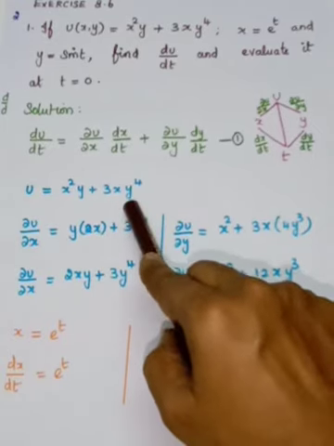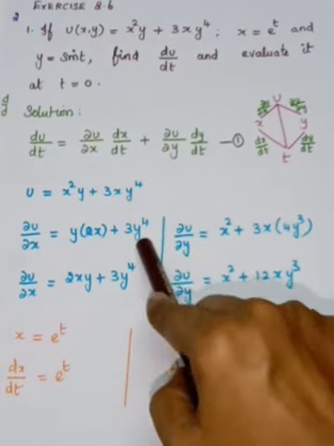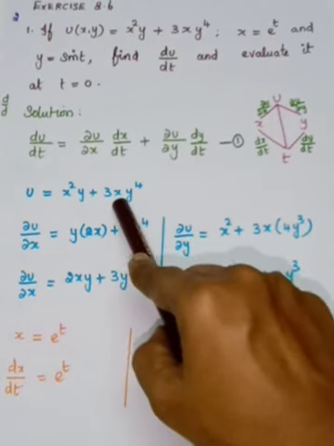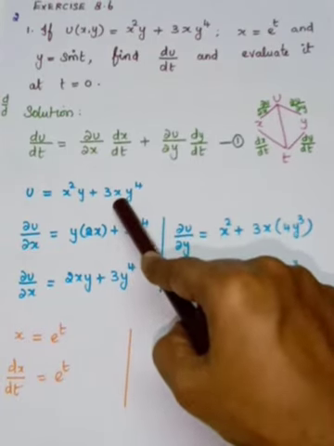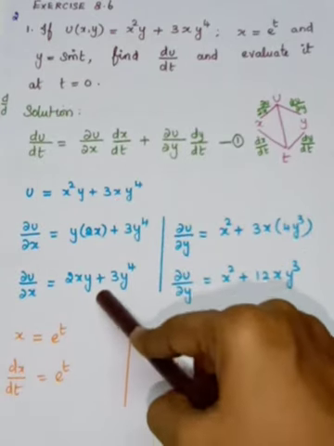And come to the second term, 3y power 4 is a constant. Here the remaining is what? x. So the differentiation of x with respect to x is 1. So this will be the answer. If we rearrange, you will get this.